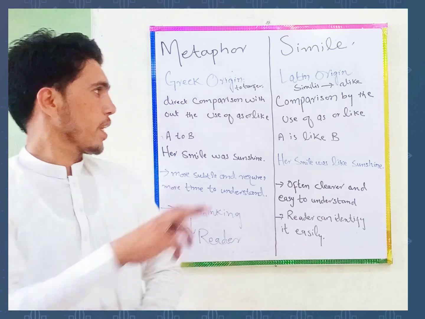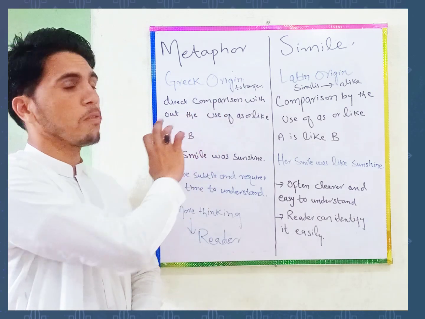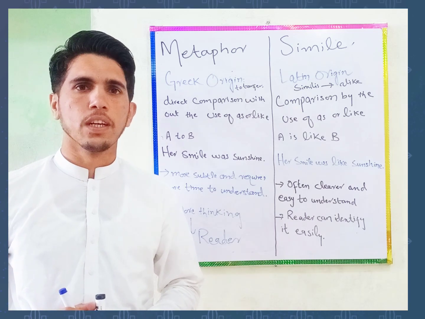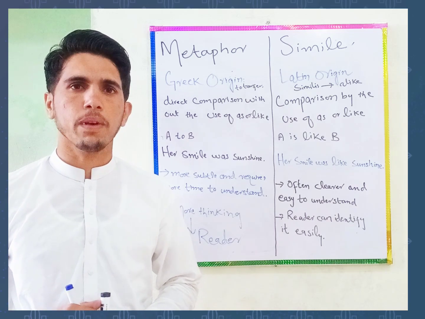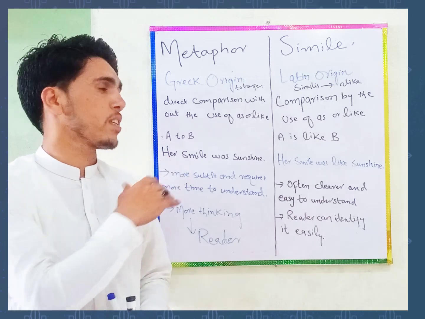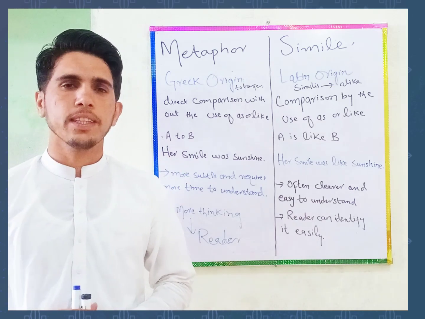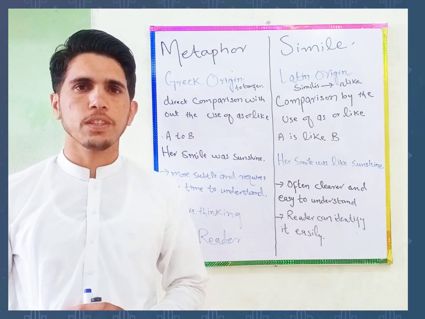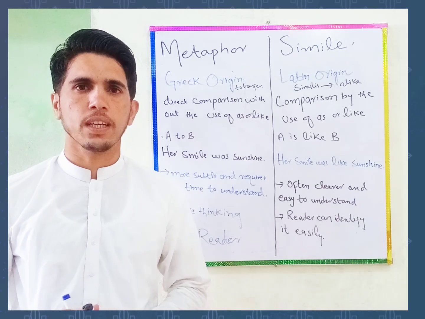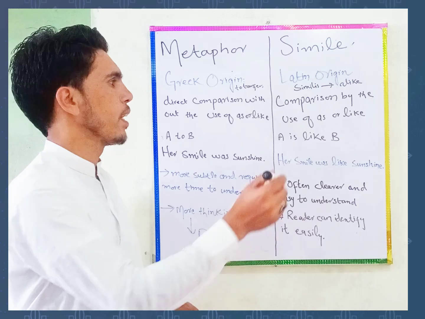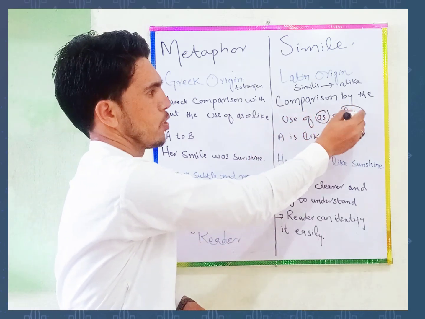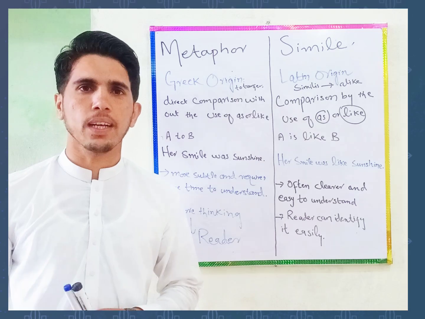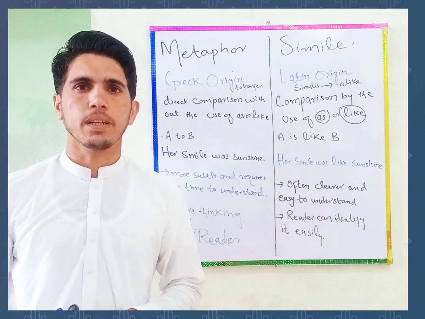A metaphor is the direct comparison without the use of words like as or like that are used in the simile. It is an implied comparison or direct comparison. While simile is also a comparison between two unlike things, it differs from the metaphor by the use of words like as or like, while these words are not used while making comparison in the case of metaphor.